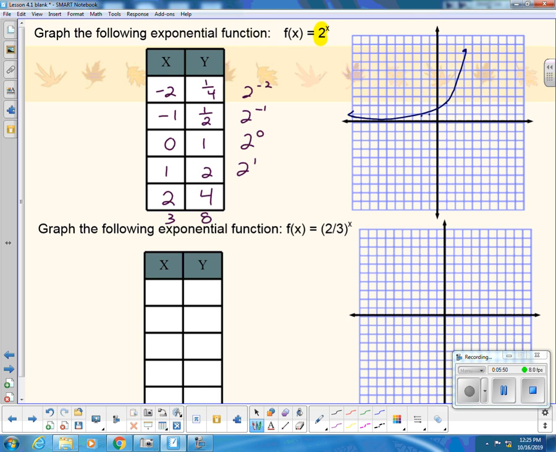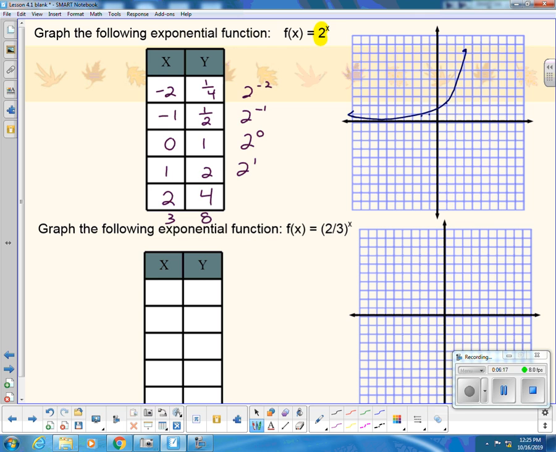The second one is an exponential decay. Why? How do I know that? Because the base is less than 1. If the base is a fraction or a decimal between 0 and 1, it's going to be exponential decay, because when you multiply by something smaller than 1, it shrinks things. Okay? Do I need to graph that one? Are you guys good?